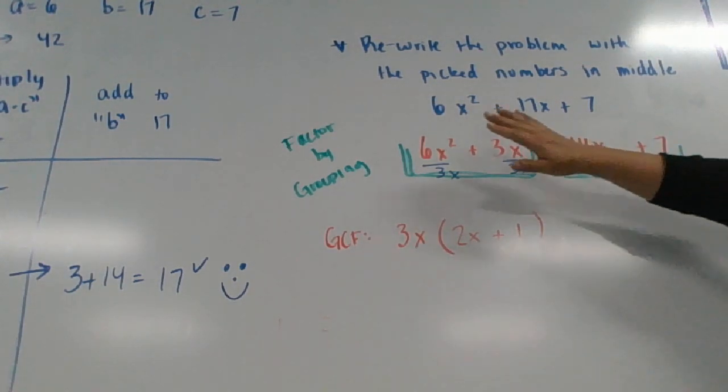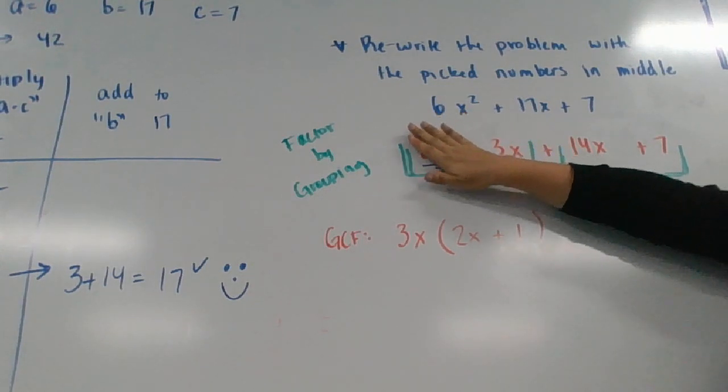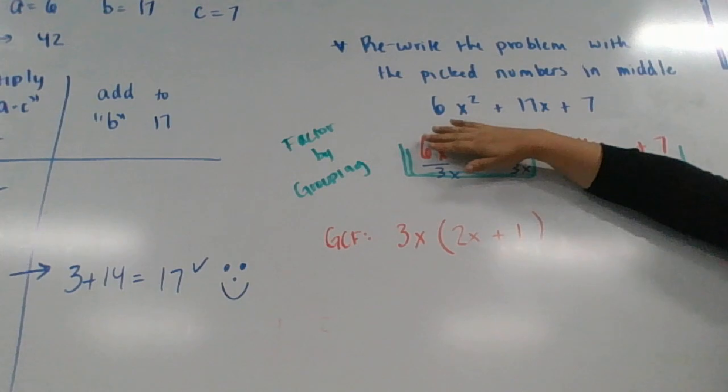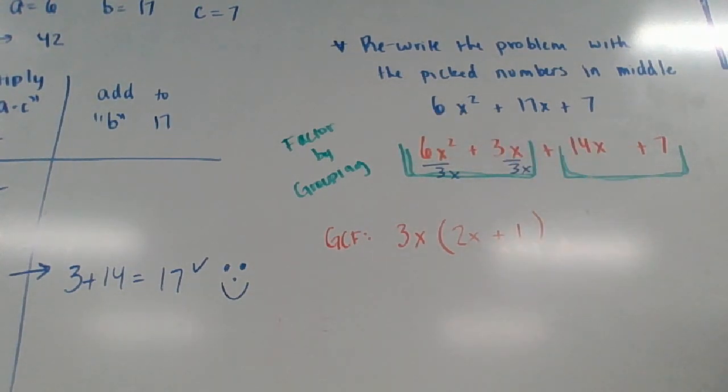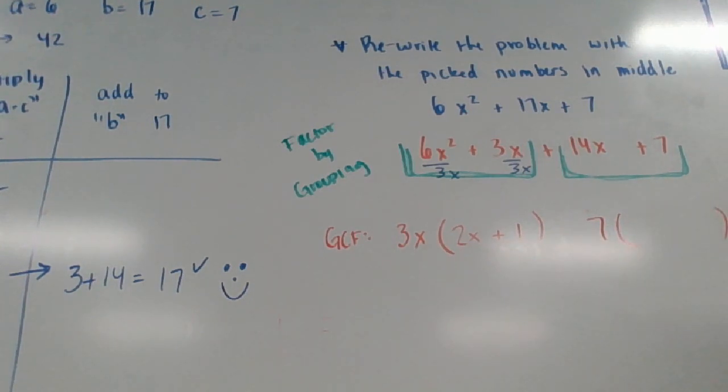Okay, and then I'll do it again. I'll cover up the first 2, and I'm going to GCF the 14 and the 7. What's the GCF of 14 and 7? 7. So I write the 7 out front. And that makes 2x plus 1.